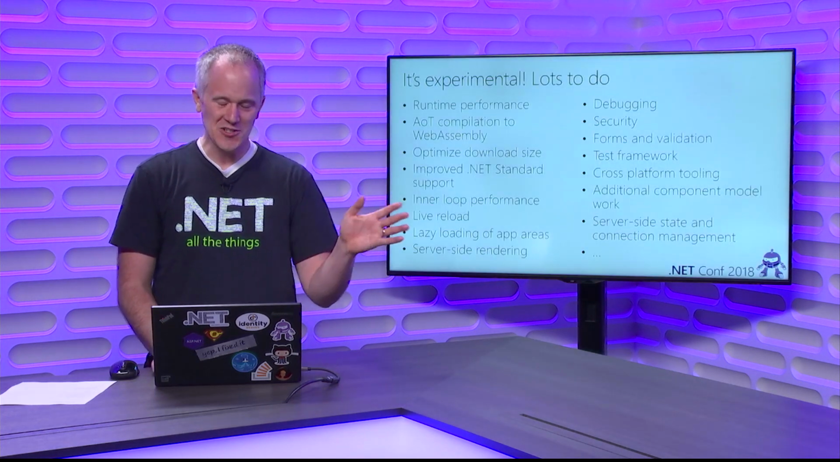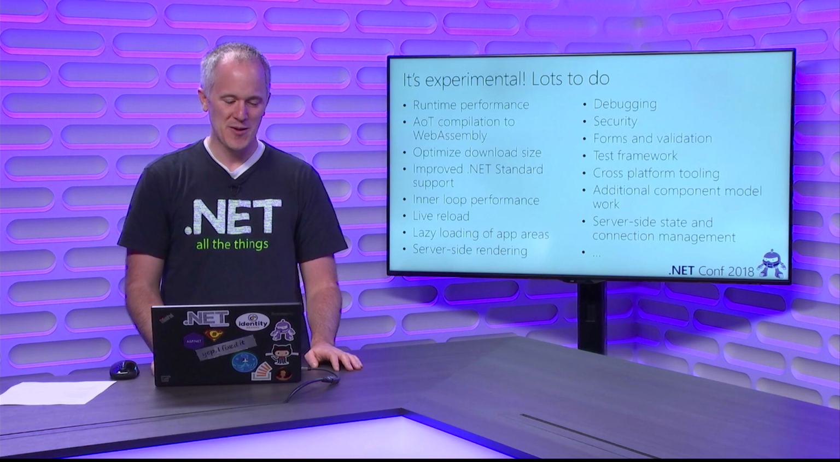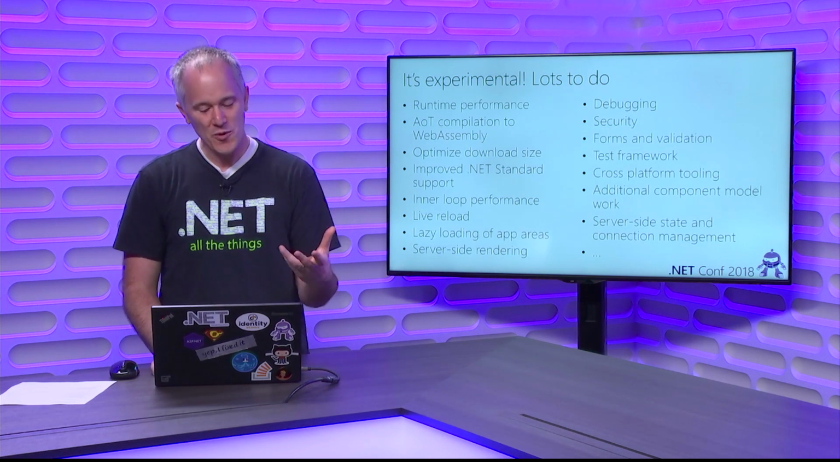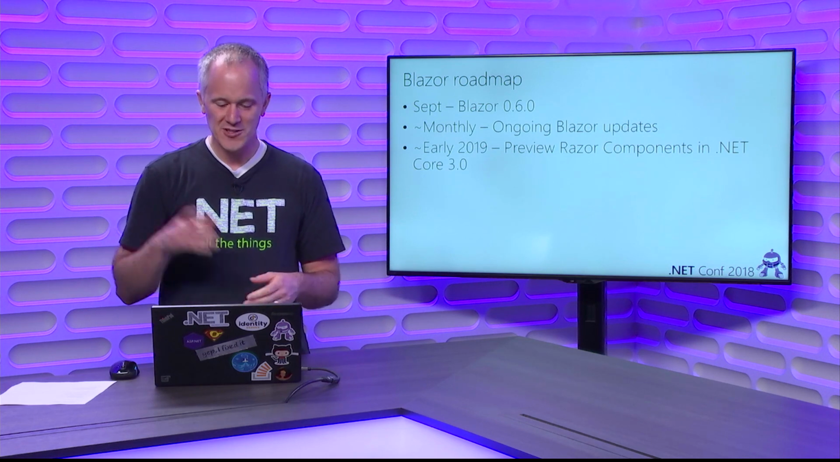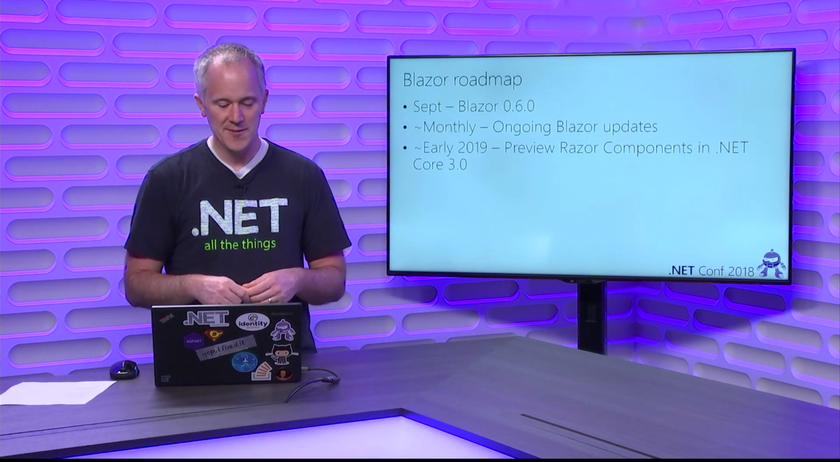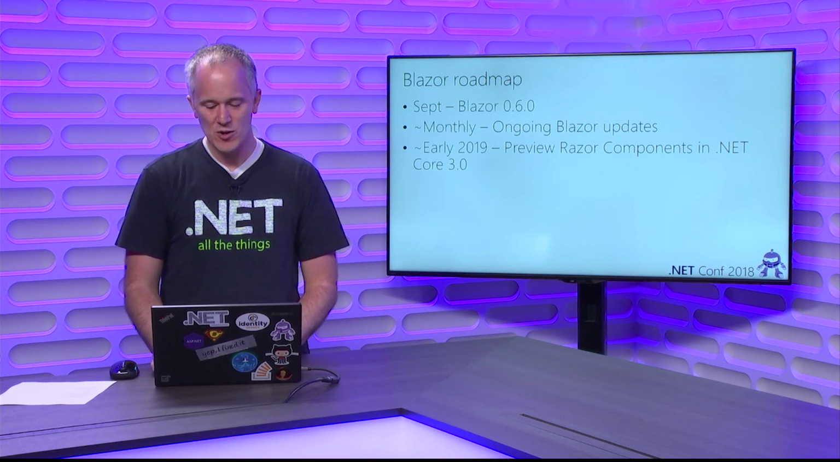So there's lots still to do to take Blazor to not be an experimental project. Lots of runtime work. So it's not ready for production quite yet, but we hope you found it exciting. Blazor 0.6 will ship this month. We'll have ongoing Blazor releases monthly. And then in early 2019, we hope to have a preview of the Razor Components work.